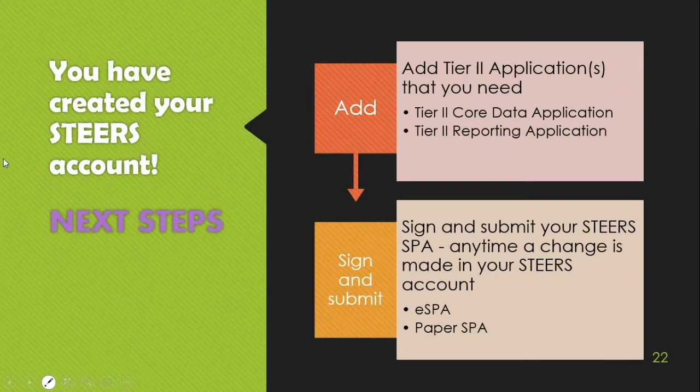So here you can see you have the Tier 2 Core Data application, which is used to affiliate agency numbers such as your CN, RN, and TXT2 numbers, and we'll be going more in detail on that later, or the Tier 2 Reporting application, which is where you'll actually create, sign, and submit Tier 2 reports. Anytime you add a program area, you will need to submit that Steers participation agreement, which we'll also go into more detail on later.